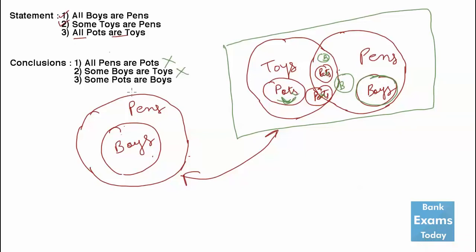Some pots are boys. There is a possibility, but this can't be concluded. If the circle pot is here, and the circle boy is here, then this conclusion is not followed. So none of the conclusions are followed.